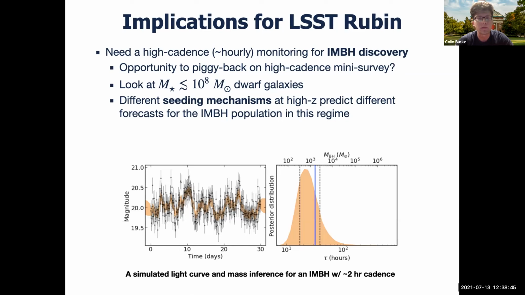But it's potentially an opportunity to piggyback on, say, a high cadence mini survey. So here's just a simulated light curve of what an intermediate mass black hole might look like. And the nice thing is you don't need a really long light curve, you need a high cadence. So it comes with its benefits and drawbacks.